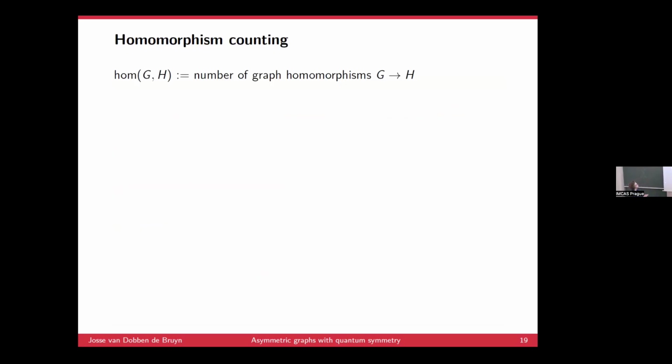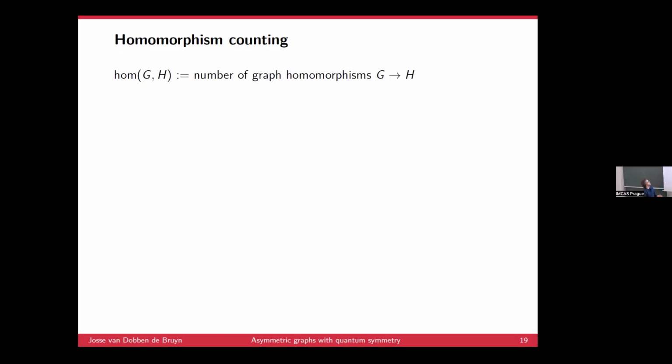So we count homomorphisms. Hom(G,H) is the number of graph homomorphisms from G to H. A graph homomorphism is a function on the vertex set so that adjacency is preserved. But non-adjacency does not have to be preserved, only adjacency. If vertices are adjacent, then their images must be adjacent. In particular, because we work with graphs with no loops, this means that if vertices are adjacent, they cannot be mapped to the same vertex because there's no edge.